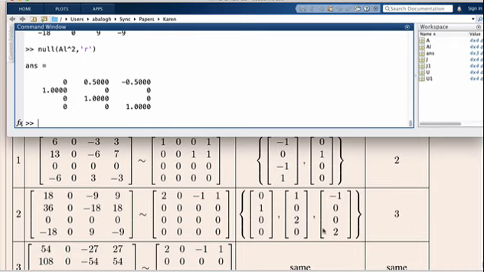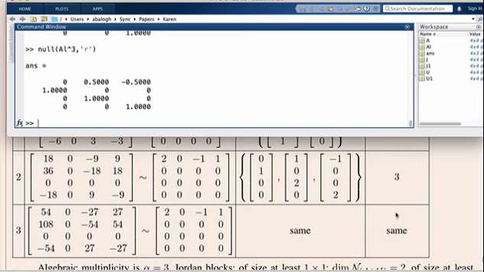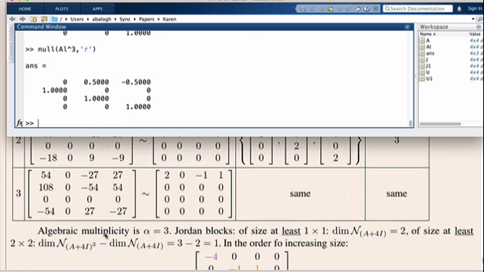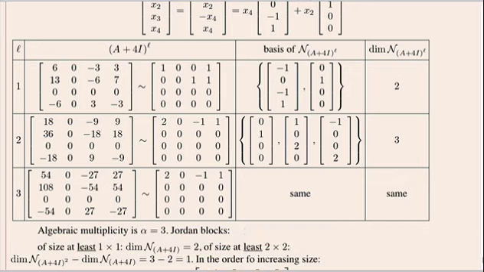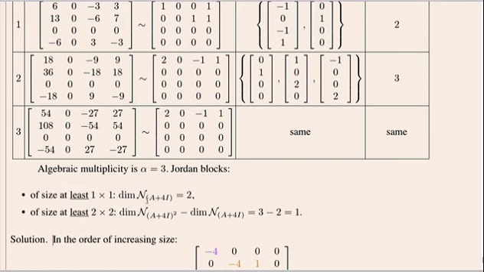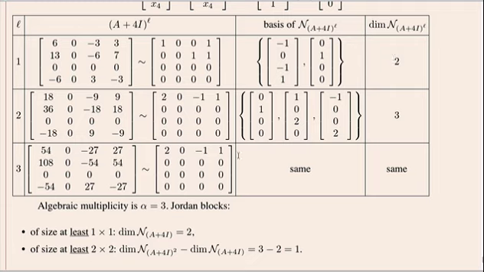Now theoretically we could have even higher dimension if we have repeated 4 times. So we do have to check what the null space of the cube is. It turns out that this is the same. The dimension doesn't change. So according to the theorem, first of all, the algebraic multiplicity is 3. And for the Jordan blocks, what we have is of size at least 1 by 1. That's the dimension of the original one, so we have 2 of those.